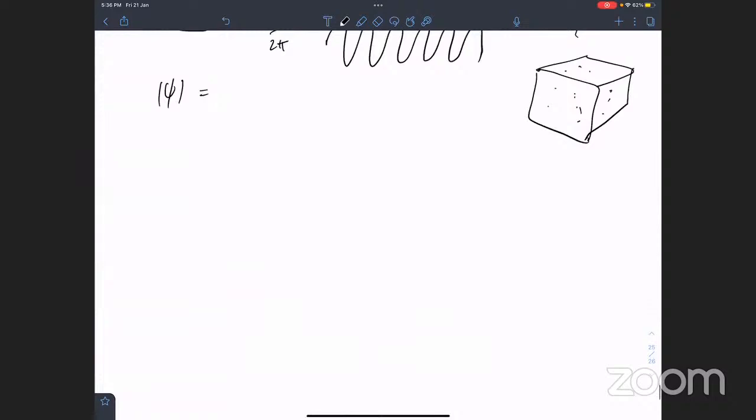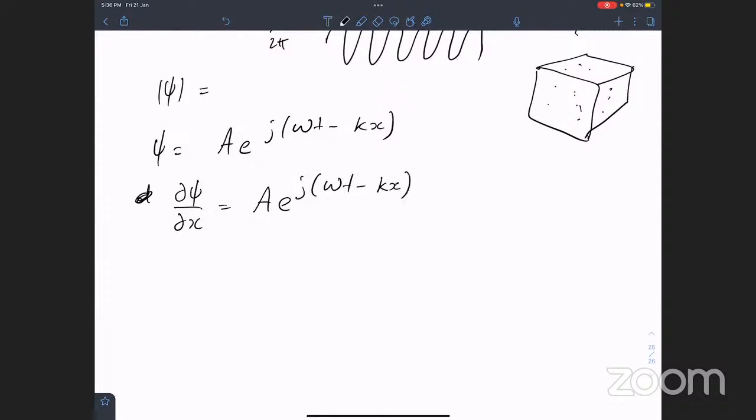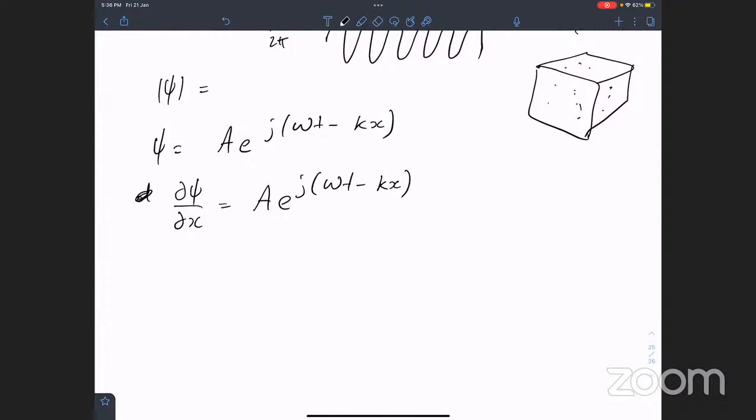Okay, great. So I take psi, it is A e to the power j(omega t minus k x). And I'm going to simply first differentiate it. I'm going to take a partial derivative of that with respect to x. And I get A e to the power j(omega t minus k x) into the derivative of this particular term with respect to x, right? So that would be minus j into k.